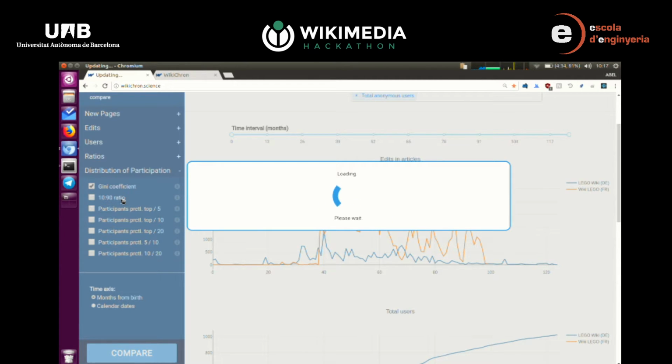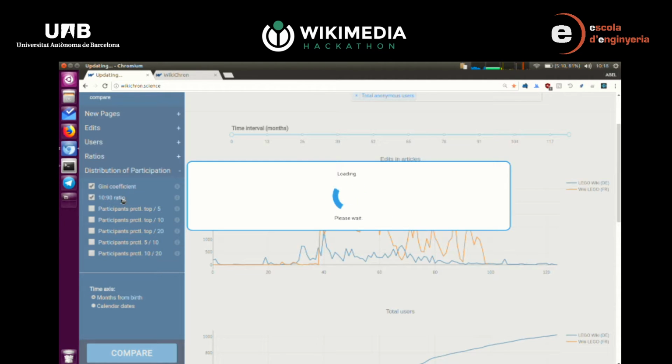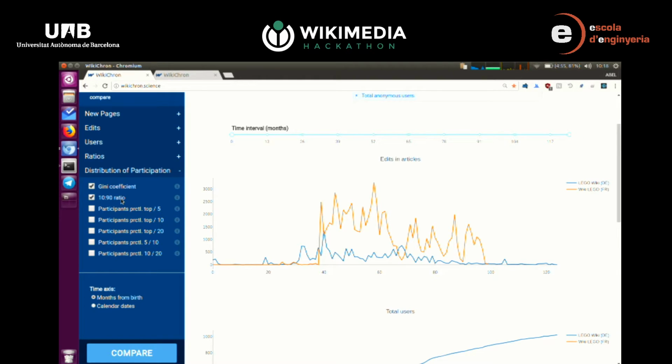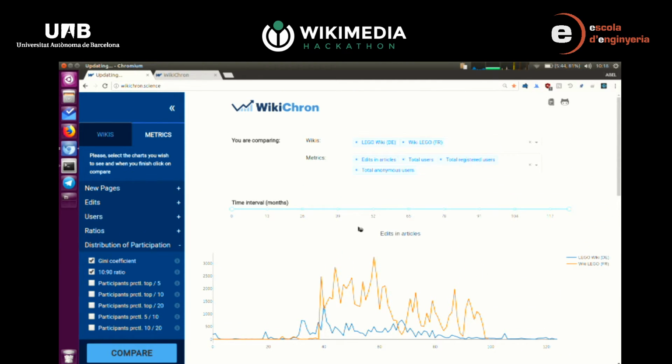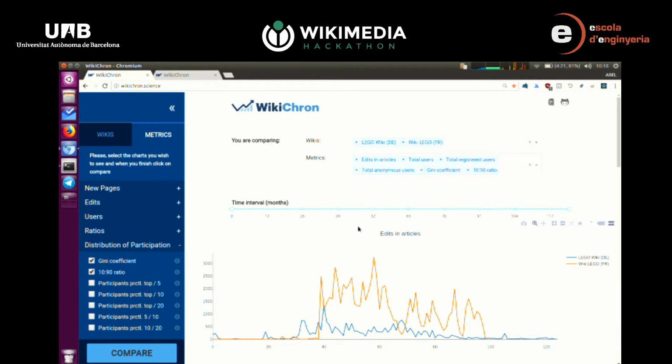The 10 to 90 ratio is a ratio which divides the amount of work of the top 10% contributors by the 90% contributors. So it's a number that measures the difference between what the top 10% contributors make, against the other 90%. So if we press compare, it takes some time because it has to calculate all these metrics.